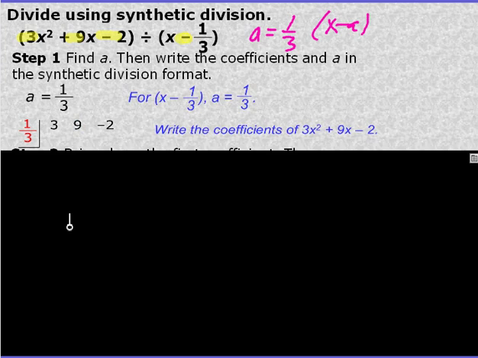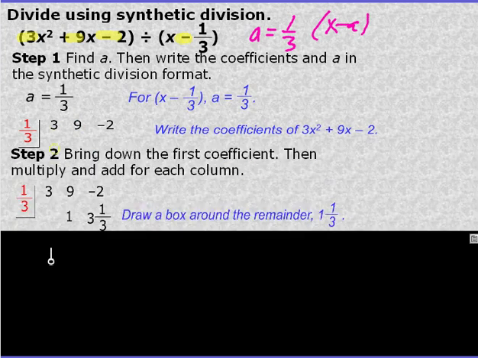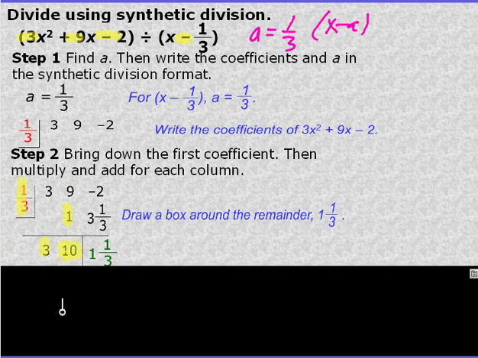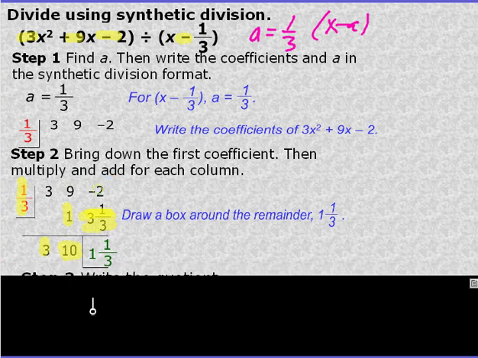Then we're going to pull the 3 down here. We're going to multiply 1/3 times 3 to get 1, and then add the 9 together, and that gives us 10. Now we're going to do it again. We're going to multiply 1/3 times 10 to get 3 1/3. A negative 2 and positive 3 1/3 is 1 1/3.